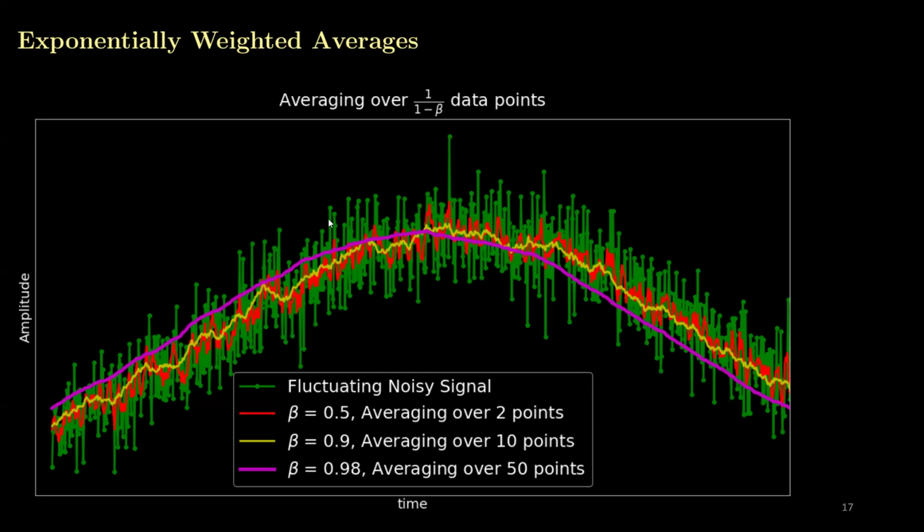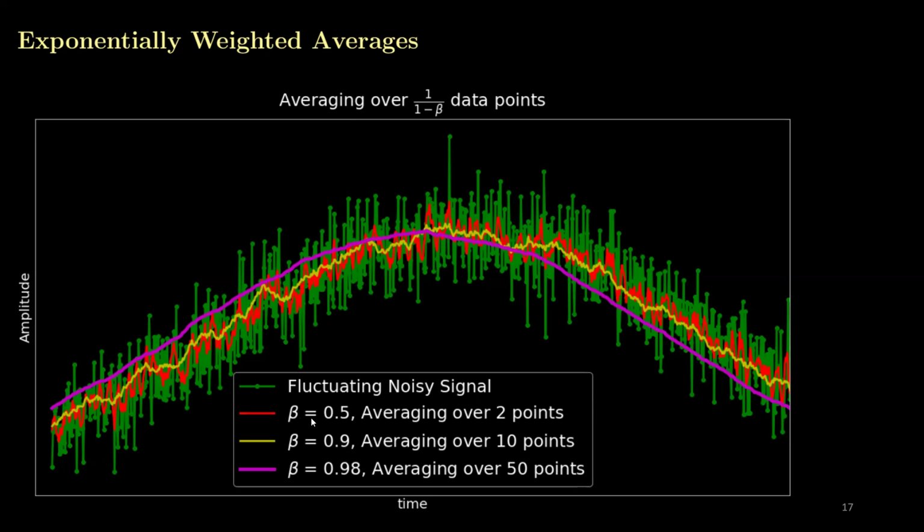In order to solve this problem, in order to remove this vertical fluctuation from this green signal, we need to take the weighted average, or the exponentially weighted average, of the data points present in this signal. Now, how to smooth this signal? Basically, we have to take the average value of the data points present in this signal.